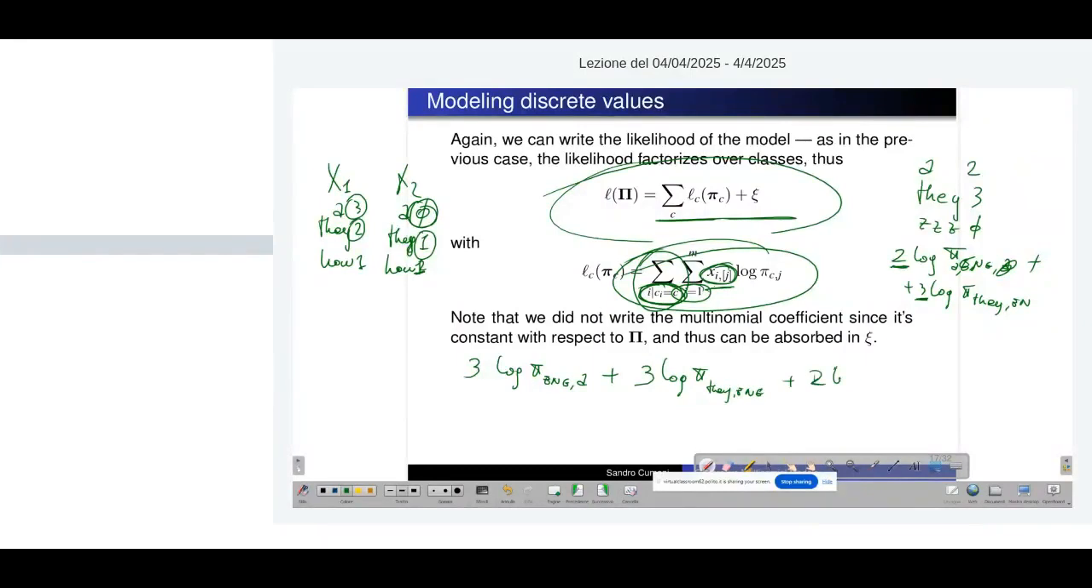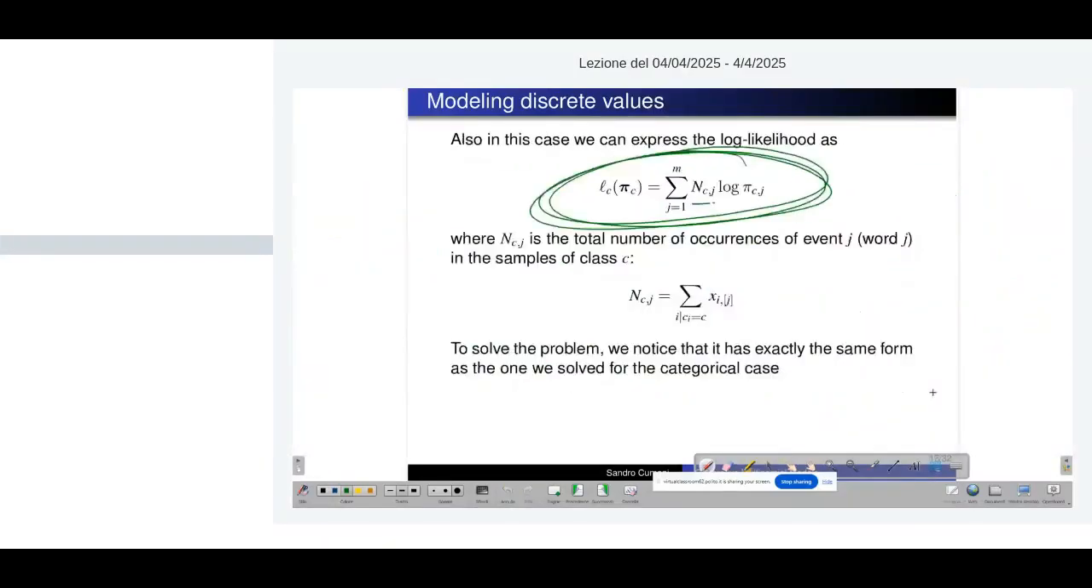2 times log of pi_how, English, which means that my log likelihood, also in the case of the multinomial model, will be a sum over the dictionary of the number of occurrences of the word in the dictionary times the log probability of having a single occurrence of that word.